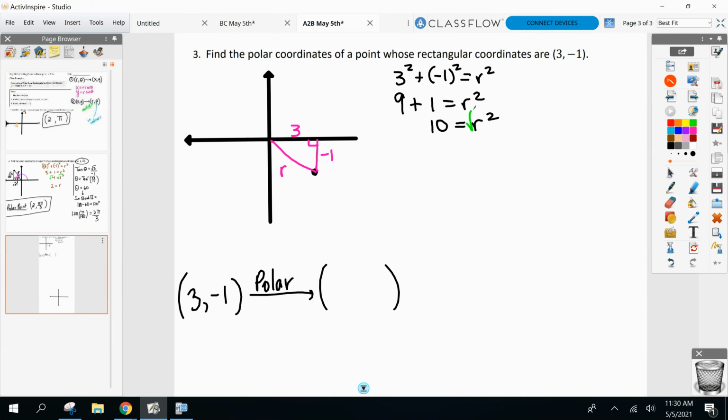You square root both sides. I don't want decimals, everybody. There's no need for them. Just keep it as a radical, please. In this case, radical 10. Avoid the decimals. Radical 10. There's your r value. That's probably the easiest one to find, right?